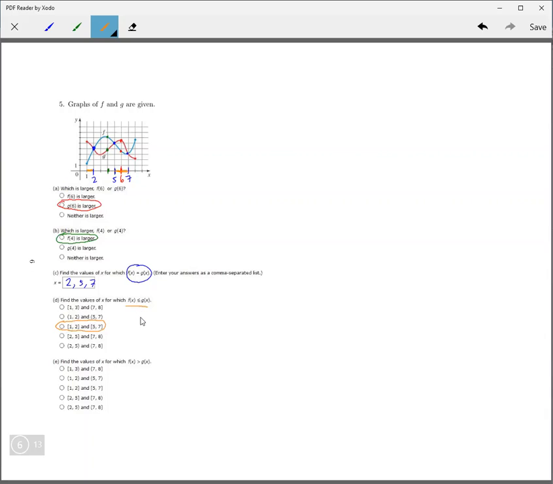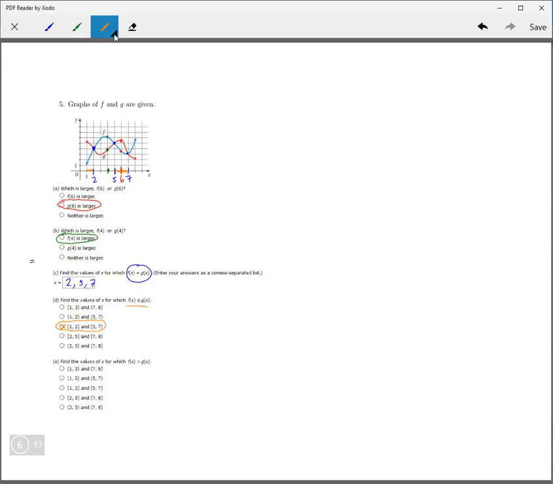So the equal to part means you're going to include the endpoints and you're going to have these square brackets instead of round brackets, like this second one. That's still the same intervals, but they're not including the endpoints. But we're going to include the endpoints.